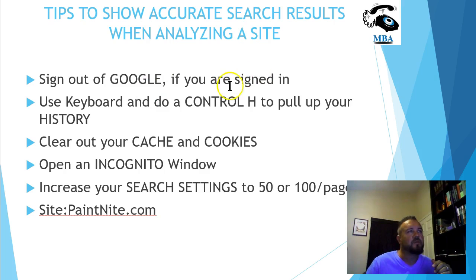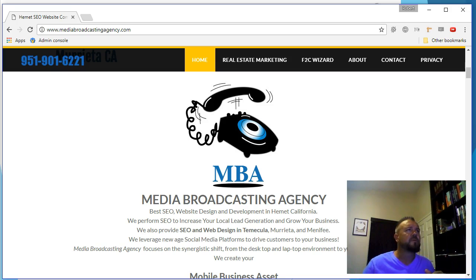You have to sign out of Google if you're signed in, and use your keyboard Control-H to pull up your history, clear your cache and cookies, open up an incognito window, and increase your search settings from 50 to 100. That really makes things a lot easier. So I want to show you that real quick.